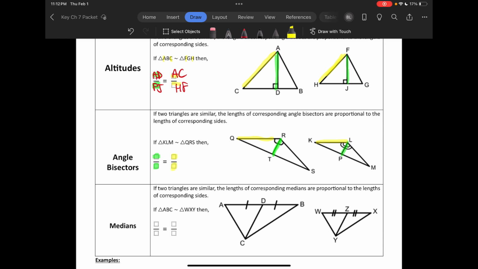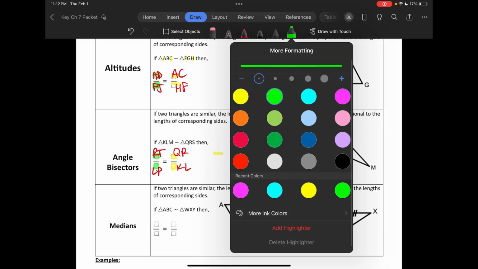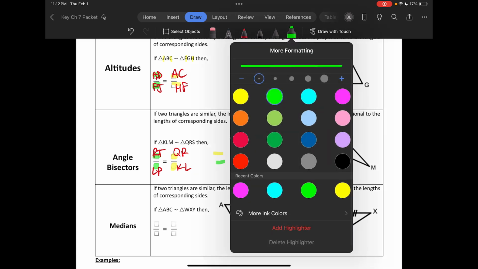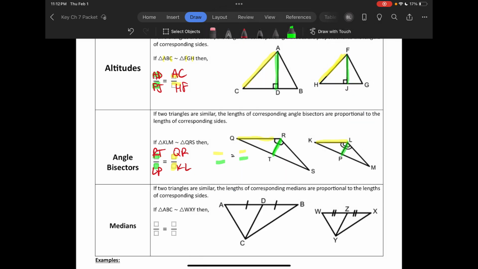So I'm looking at green over green is equal to yellow over yellow. If I fill that in here, I'm looking at RT over LP equal to QR over KL. Right, and that's how we're setting up the ratios. You can set up ratios differently, just make sure you're being consistent. You could have also set this up as yellow over green is equal to yellow over green. As long as you're consistent, it's not going to make a difference when cross multiplying. Okay, but we'll move on here.